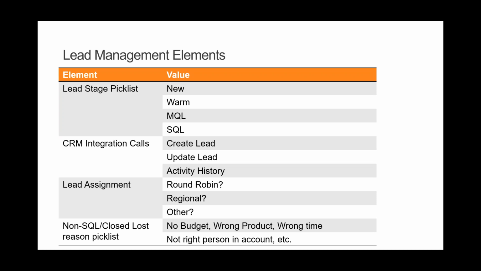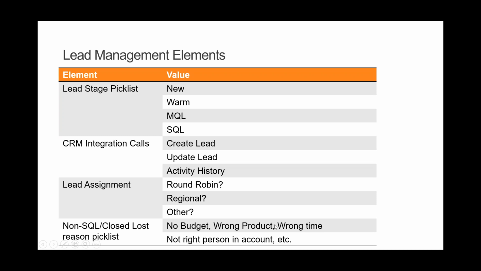And the last one we see here is the non-SQL and/or closed lost reason pick list. So again, this is usually something that sits in CRM, but we do need to have a field for it in our marketing automation platform, so we can trigger the next action based off of this reason coming in. A lot of CRMs are starting to put this sort of stuff in by default, but you might need to change the value so you have your own custom reasons.